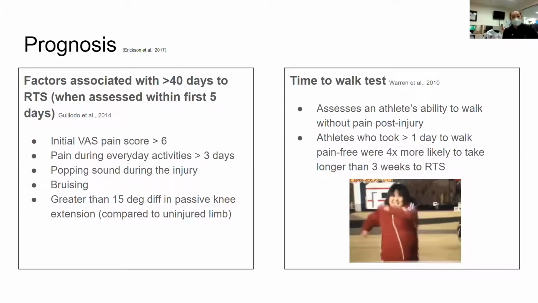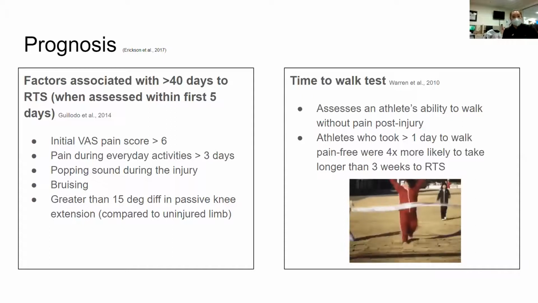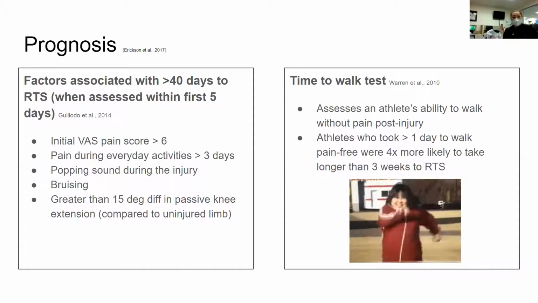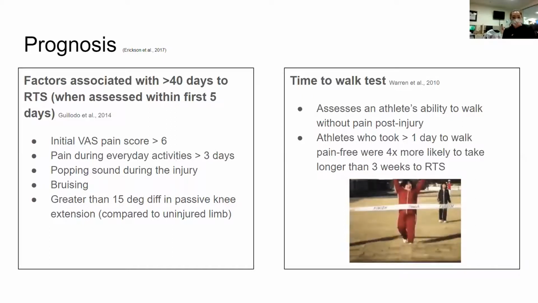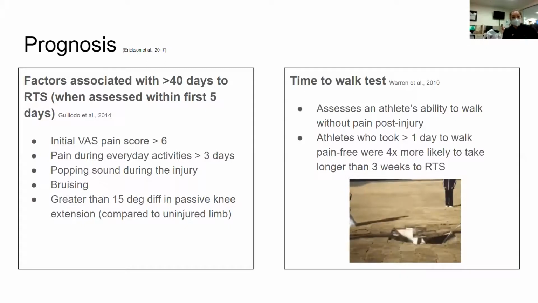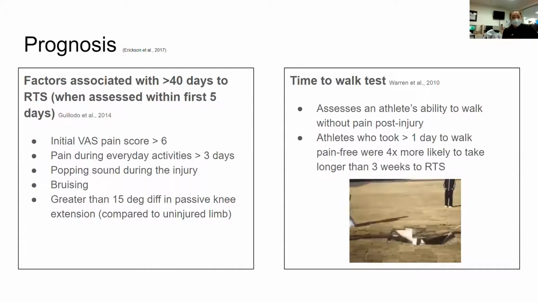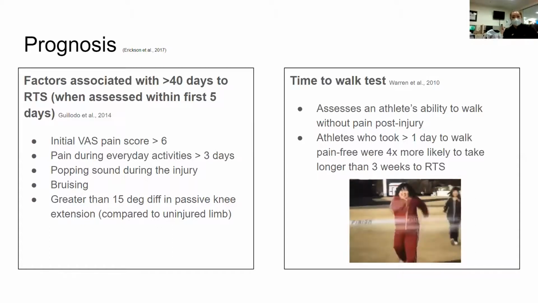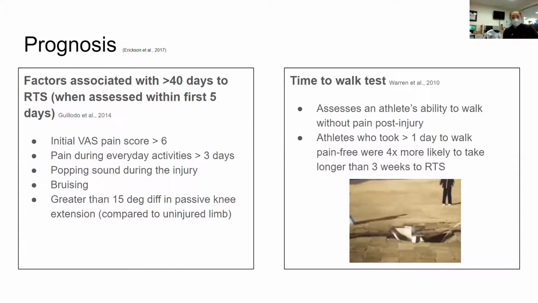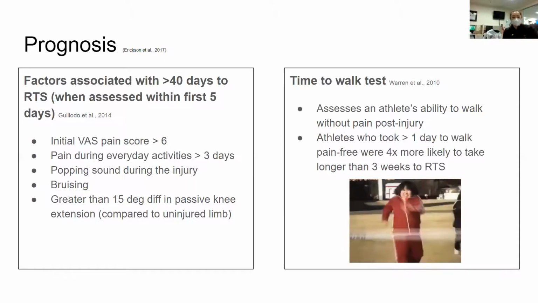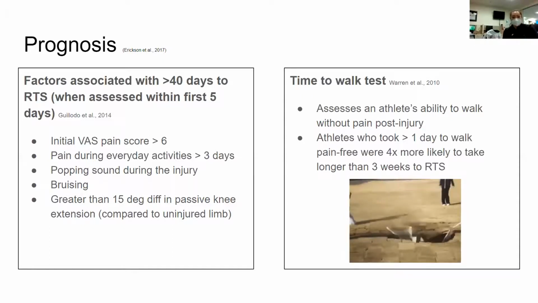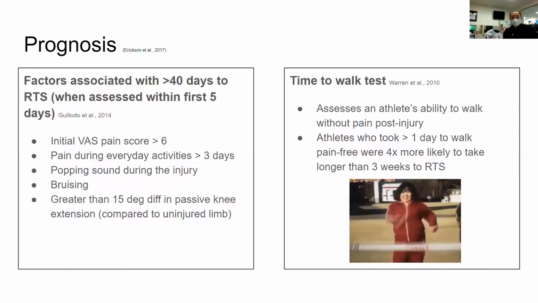This includes an initial pain score greater than 6, pain during everyday activities for greater than 3 days, whether they felt or heard a pop during the injury, any bruising, and then a more objective measure of greater than 15 degrees difference in passive knee extension. So you're trying to lengthen that hamstring and seeing if there's a significant difference compared to the uninjured side.